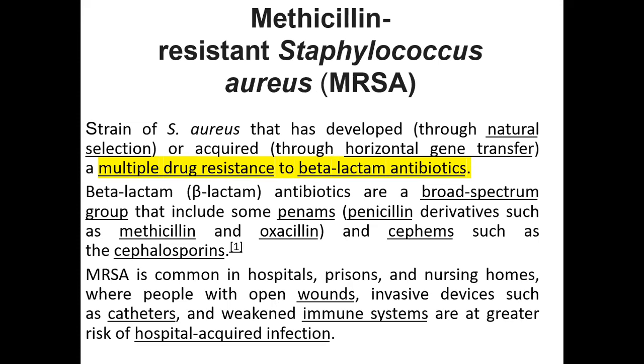Methicillin-resistant Staphylococcus aureus, MRSA, is a strain of Staphylococcus aureus that has developed through natural selection or acquired through horizontal gene transfer multiple drug resistance to beta-lactam antibiotics. Beta-lactam antibiotics are a broad spectrum group that includes some penems, penicillin derivatives such as methicillin and oxacillin, and cephems such as cephalosporins. MRSA is common in hospitals, prisons, and nursing homes, where people with open wounds, invasive devices such as catheters and weakened immune system are at greater risk of hospital acquired infection.